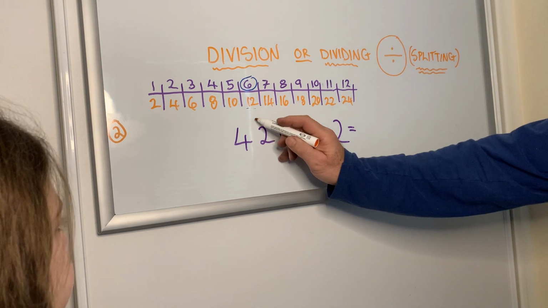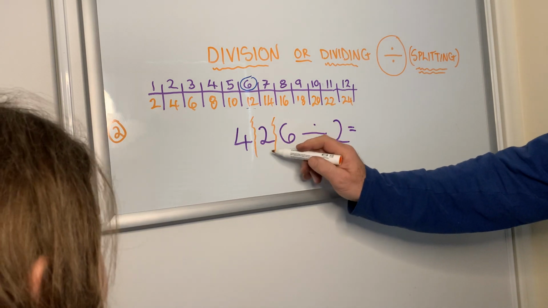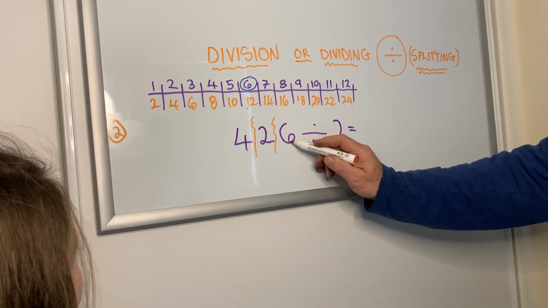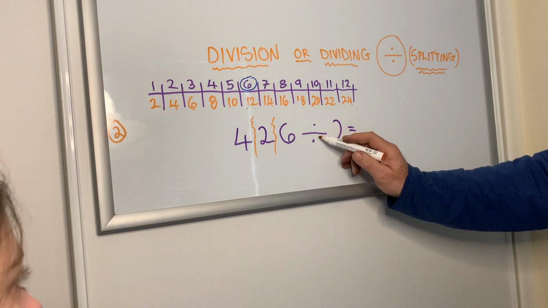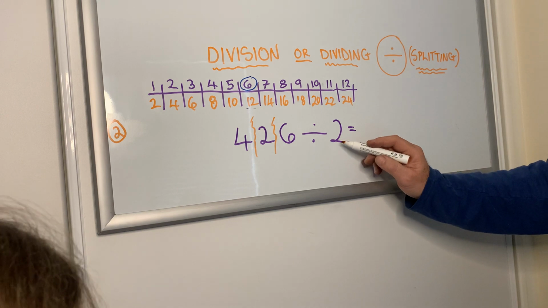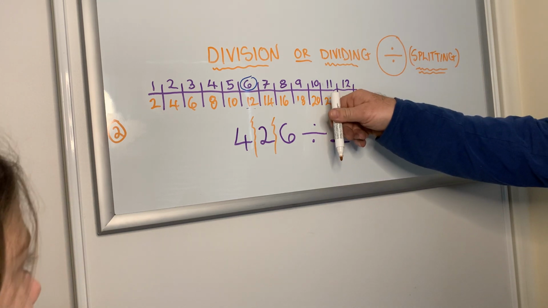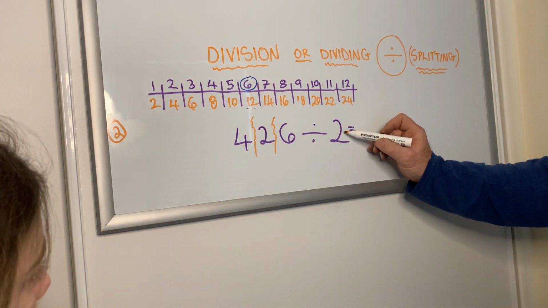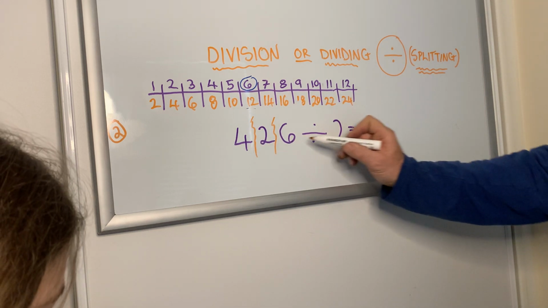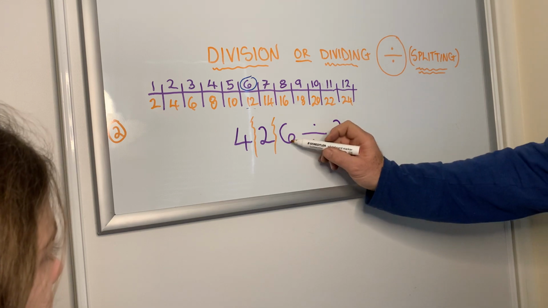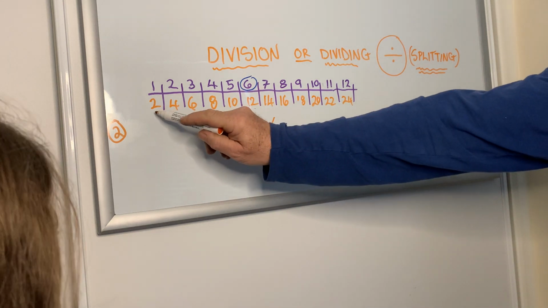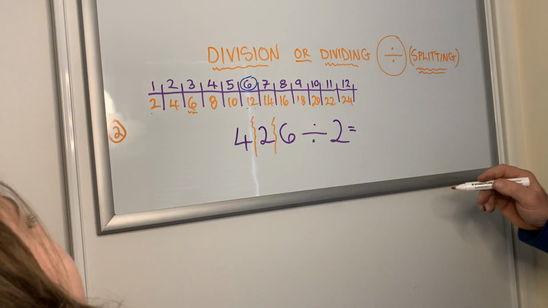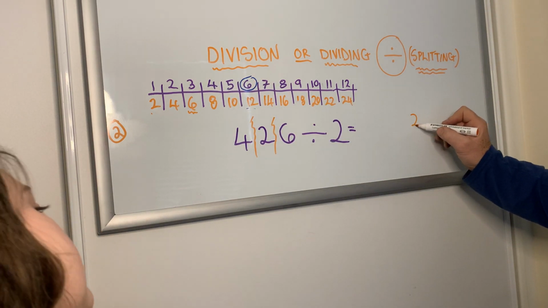If we take these numbers individually, we've got a 4, we've got a 2, and we've got a 6, and we're dividing it, or if you like, splitting it in 2. So let's take the first number. Remember, we're starting from the right hand side and working all the way through to the left hand side. So 6 divided by 2. What's 6 divided by 2? If we count here, 2, 4, 6. So what's 6 divided by 2? 3. 3, yeah. So let's pop 3 over there.